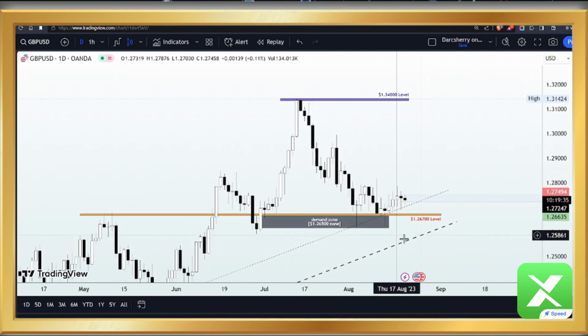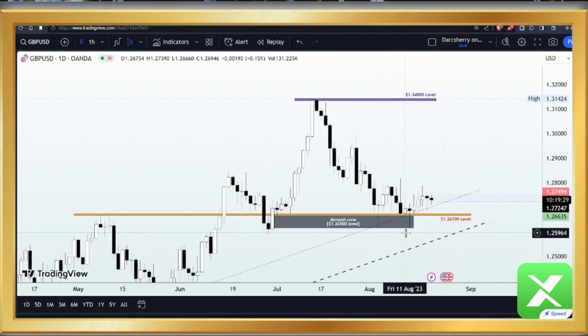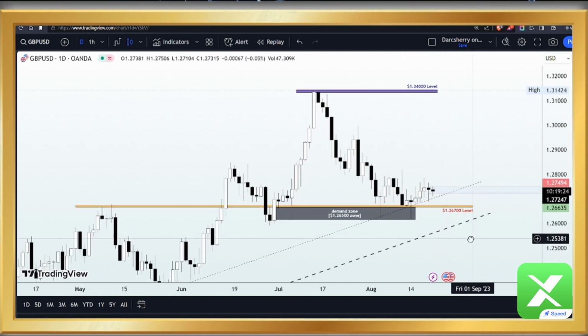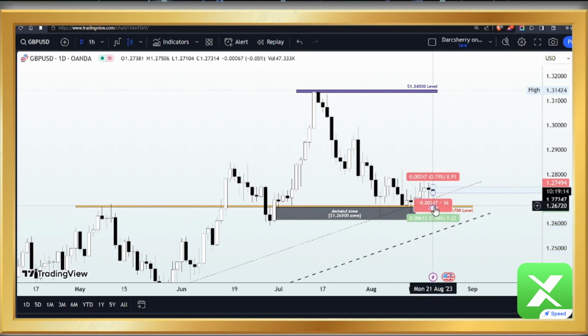But one thing we know and do here in this community is that since price still remains above that ascending trend line, we're going to look out for buying opportunities. Now, if price breaks down the ascending trend line, then at this point we will start considering selling to the downside.